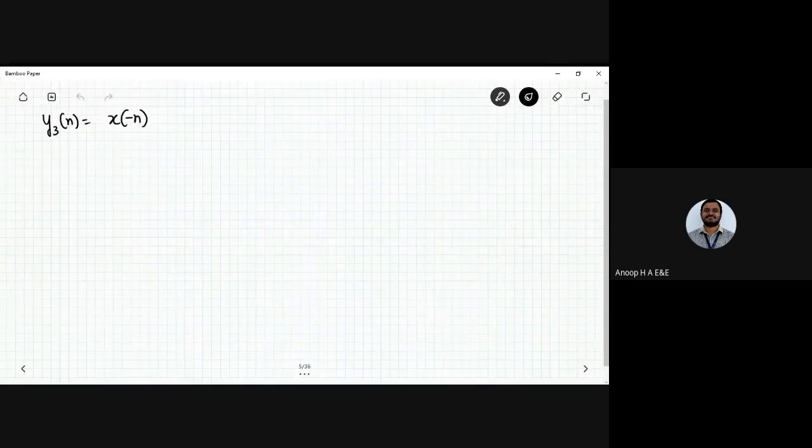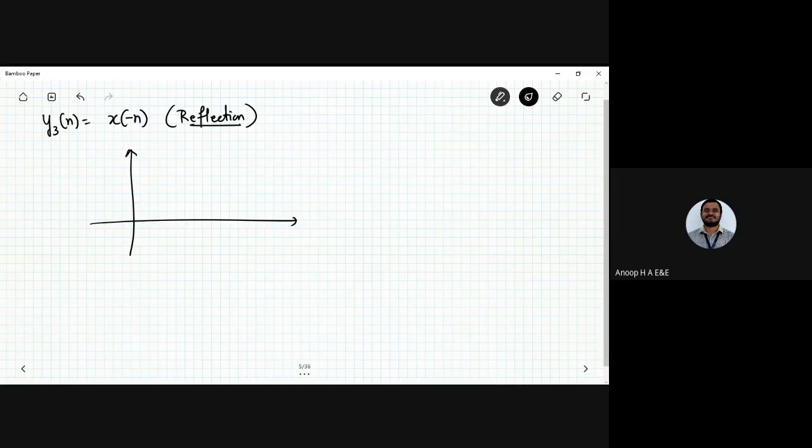Yes, never mind. Now x of minus n. So what do I do here? I need to apply the property of reflection here. I can have the original signal being reflected. So what do you mean by reflection? It is just having the signal which is reflected about the y-axis. I repeat, about the y-axis.